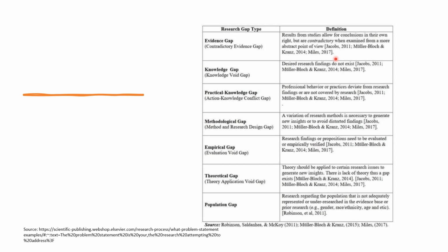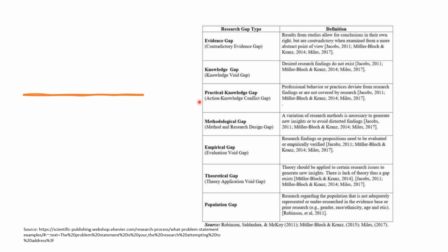So this now presents us with an evidence gap, or a contradictory evidence gap. Your goal now is to find which of these two authors, or which of these contradictory results, is near to the truth. So the purpose of your research is to identify which of these is really saying the truth. So that's the evidence gap.